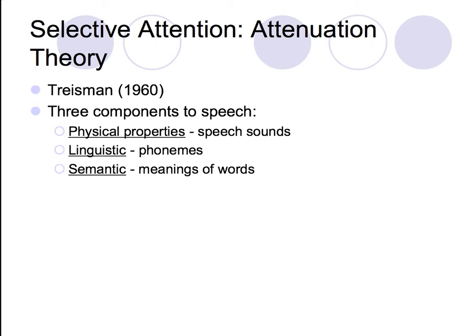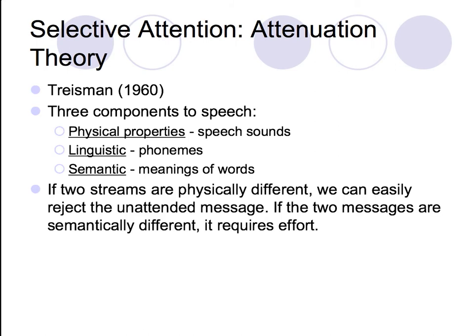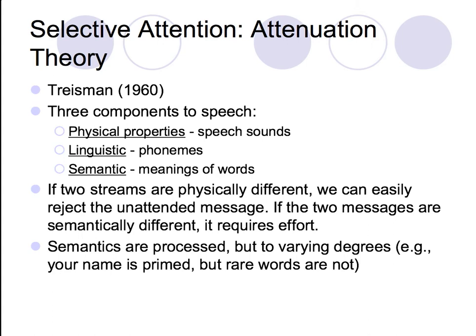And as I mentioned earlier, these might be filtered at different stages in the brain, and that's what Treisman believed was going on. So if two streams are physically different, we can easily reject the unattended message. But if they're semantically different, it requires a little bit of effort. So according to Treisman, semantics are processed, but to very different degrees. Your name might be processed because it's a very important word for you, but rare words are not processed.